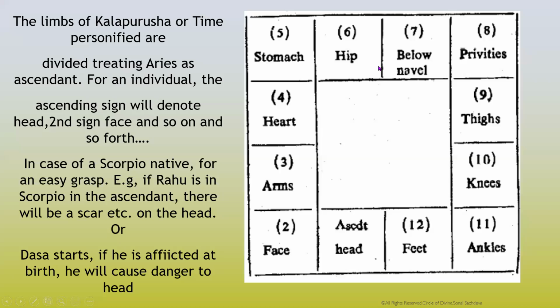So how do we use this? Very simple. Let's say if you are Scorpio rising, here's the chart, and this is the ascendant. Then it will follow the same sequence. That means your head is going to be the sign of Scorpio. And let's say you have Rahu, a malefic, there, then there is going to be a scar on the head or something.